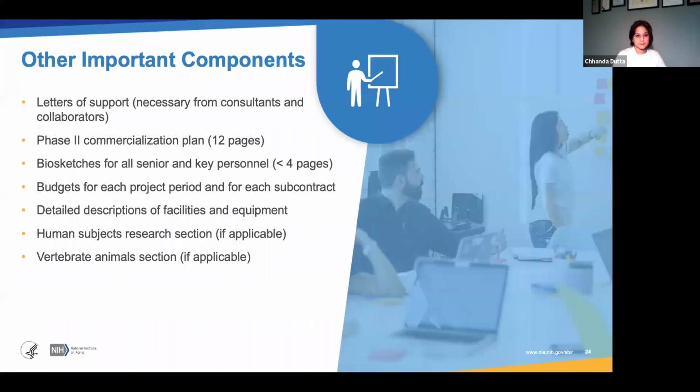Next slide, please. Other important components. Just to touch upon some of the other important components: letters of support are important, especially for consultants and collaborators. You need to think about your phase 2 commercialization plan. You need to include biosketches for your senior and key personnel. Make sure you have a detailed description of facilities and equipment, and of course you need to address the human subjects research section if applicable, as well as the vertebrate animal section.